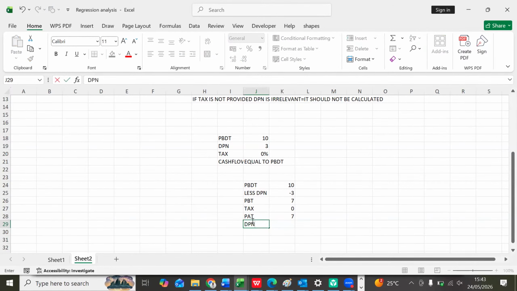Then once I've gotten this, how do I change PAT to cash flow? I will come here and add back depreciation. What is the depreciation here? It is 3. Now once I reach there, I will be able to get what we call cash flow. And our cash flow then, ladies and gentlemen, here will be 7 plus 3. You add back depreciation, 7 plus 3 will be 10. And this 10 is the same as PBDT.